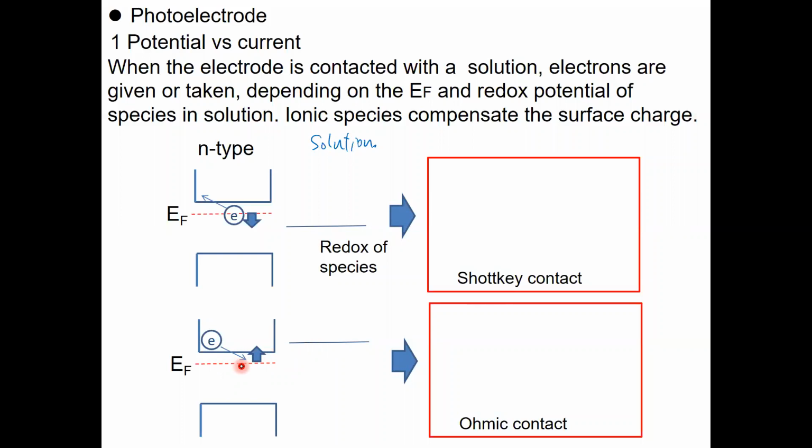So please stop for a while and think about the energy diagram for this one and this one. How is the energy band changed by having a contact with solution for an n-type electrode? Okay.